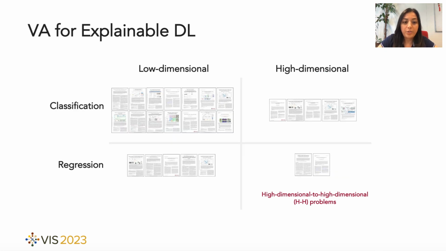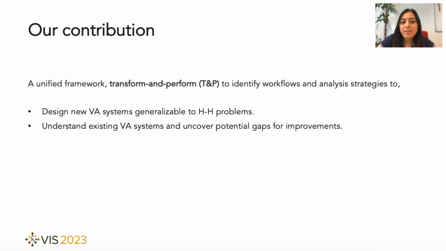Current VA research primarily focuses on low-dimensional classification tasks. While there has been some work to support object detection and segmentation tasks, high-dimensional regression ones remain relatively unexplored. We refer to these as high-dimensional to high-dimensional or HH problems. Existing work in this area primarily centers around GANs and lacks generalizability to all HH problems. Now, why is this gap a problem?